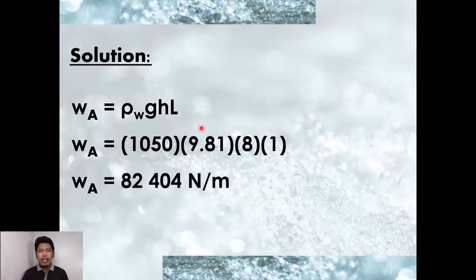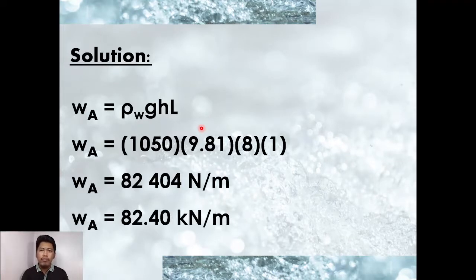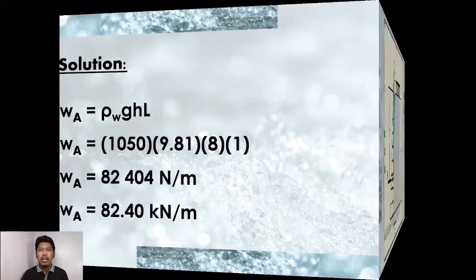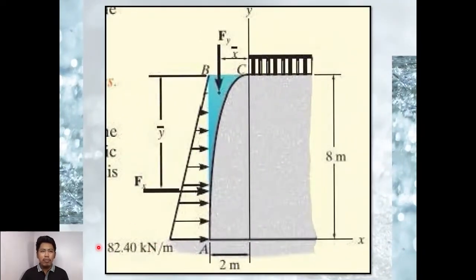So, the force, or the pressure acting on our retaining wall at a certain 1 meter length, is 82,404 newtons per meter, or 82.4 kilonewtons per meter. This is what we computed, the pressure considering a 1 meter length, mentioned earlier in the problem. Now we need to find the component forces, our F sub Y and F sub X, because we need them to get our resultant force.